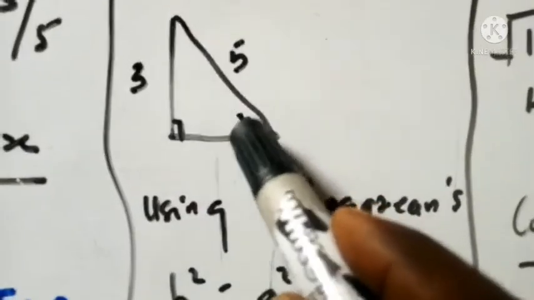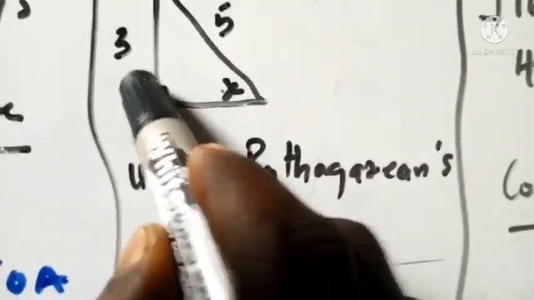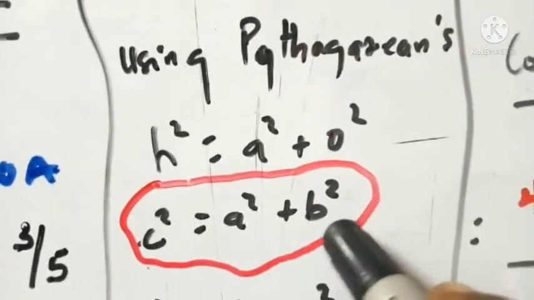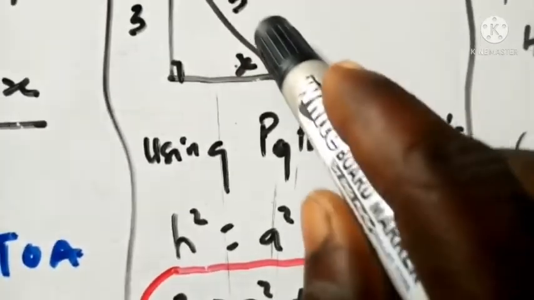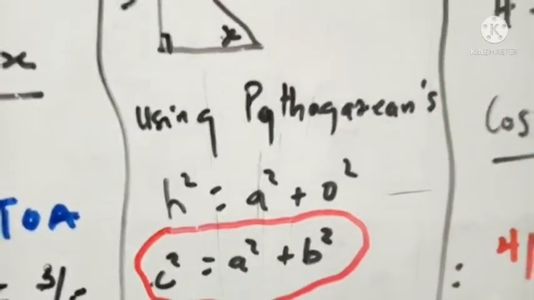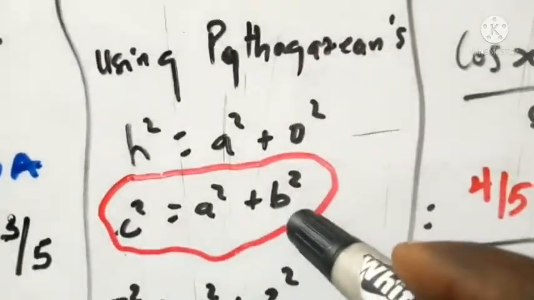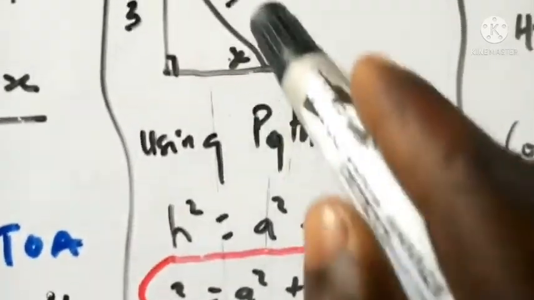Is that okay? So the hypotenuse squared is equal to the adjacent squared plus what? Opposite squared. Some books use c squared is equal to a squared plus b squared. All that matters here is that you understand where the hypotenuse is. In this case, c will be the hypotenuse, the adjacent will be a, and the opposite will be b.